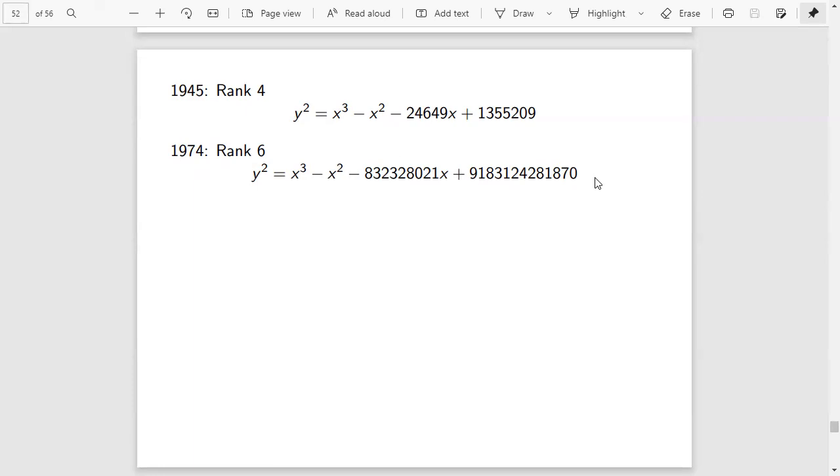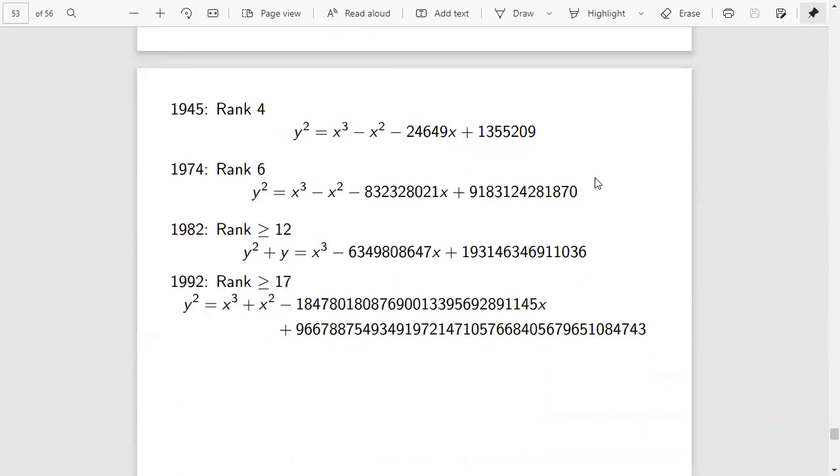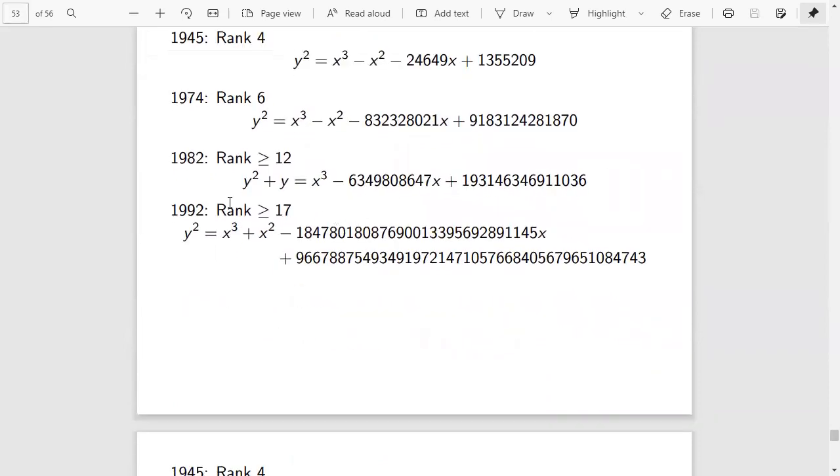After that, you plug it into more and more powerful computers, and people found curves of bigger and bigger ranks. So all through the 70s, the 80s, into the 90s, the ranks were going up and up, and as you can see, the sizes of the coefficients become pretty enormous. This carried on until about 2000, when we got up to rank 24, I think, and then it stopped.